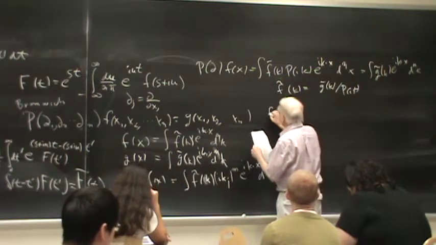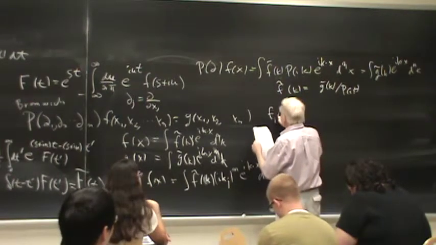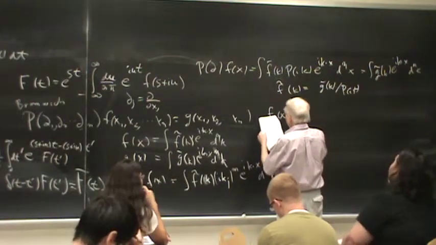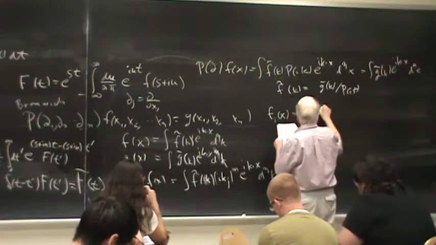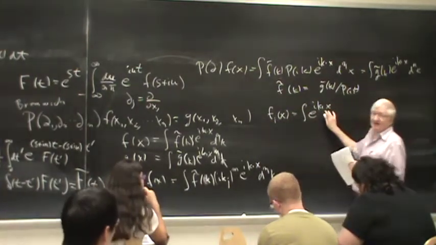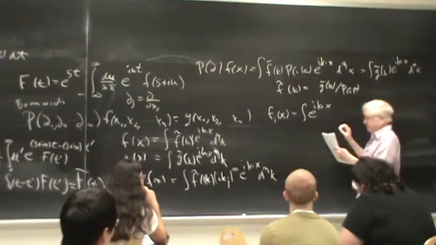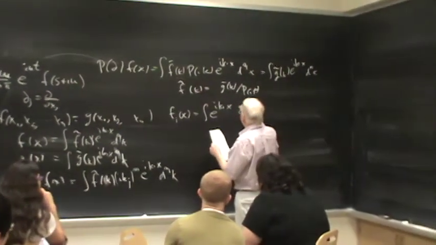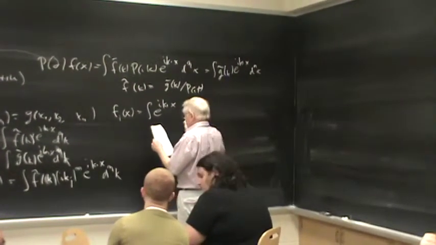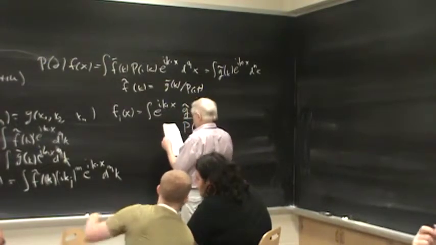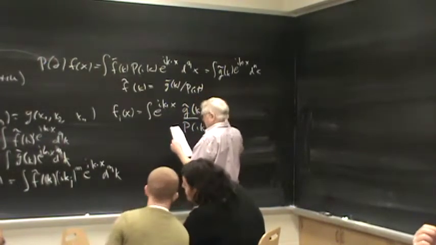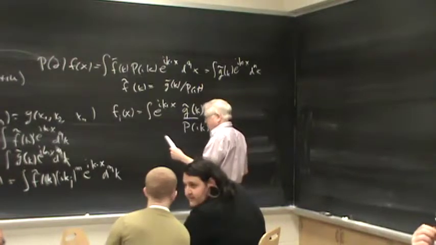And so that means that the inhomogeneous solution, f of x, is the integral of e^{ik·x}. Remember, there are n k's and n x's, so we're summing there. G tilde of k over p of ik, d^n k. So that's the inhomogeneous equation.